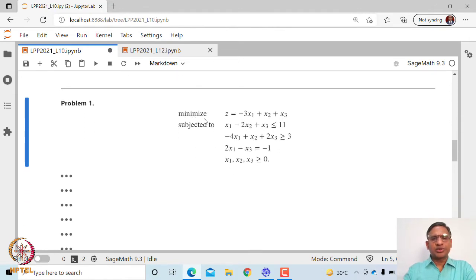Okay, now let us start with a problem which we will solve using the big M method. The problem is to minimize z equal to minus 3x1 plus x2 plus x3, subject to x1 minus 2x2 plus x3 less than or equal to 11, minus 4x1 plus x2 plus 2x3 greater than or equal to 3, 2x1 minus x3 equal to minus 1, and x1, x2, x3 non-negative. Now if you look at this problem, it has all types of constraints: a less than or equal to constraint, a greater than or equal to constraint, and also an equality constraint.